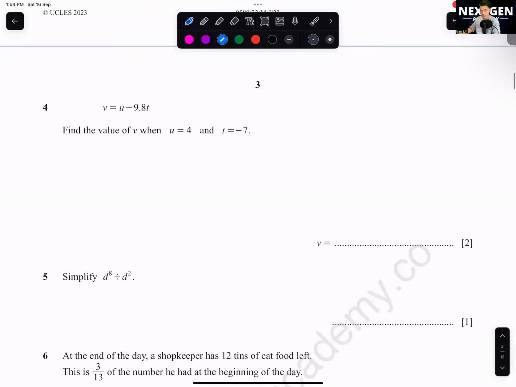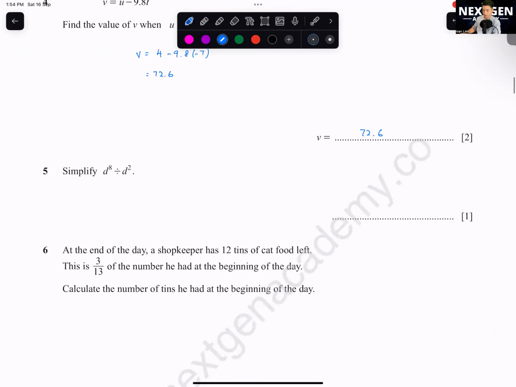Question 4. Find the value of V when U equals 4 and T equals negative 7. Just sub it in. V equals 4 minus 9.8 times minus 7. You get 72.6. Simplify d power 8 divided by d power 2. This would be 8 minus 2, equals d power 6.